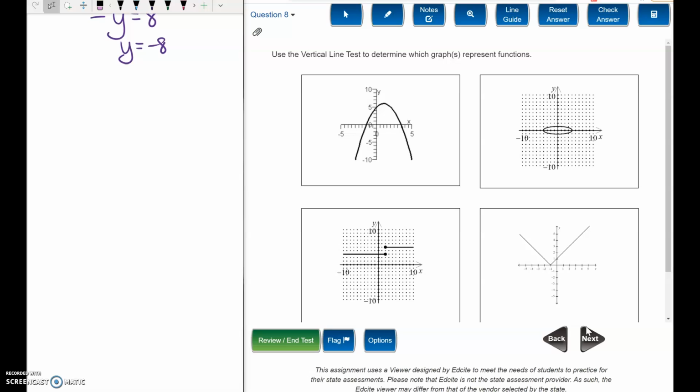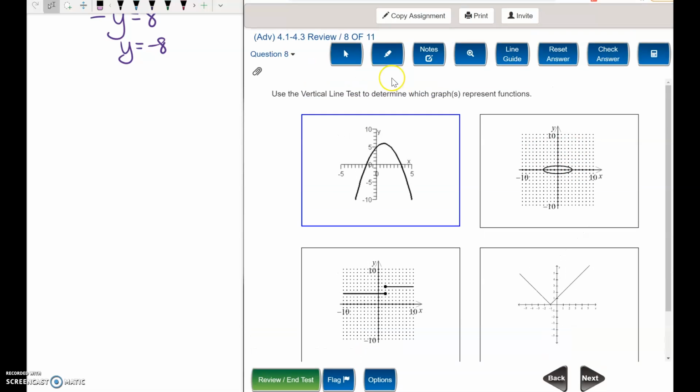Use the vertical line test to determine which graphs represent functions. This is a multiple select. There might be more than one answer. So this first one passes the vertical line test. Does the flat oval pass the vertical line test? No. There's no answer eliminator tool on this one. That stinks.